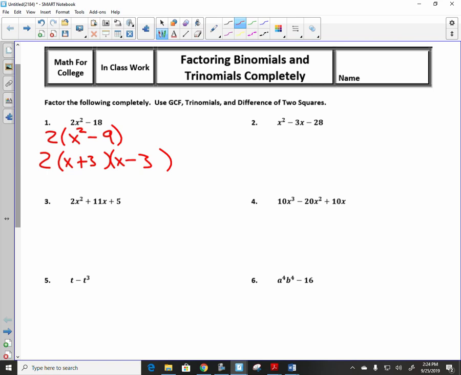Is there a greatest common factor for number 2? No. Is it the difference of 2 squares? No. It's just a trinomial. So how do I start out? x and x. What are the 2 numbers that multiply to negative 28 but add to negative 3? 2 numbers that multiply to negative 28 but add to negative 3. Negative 7, positive 4.